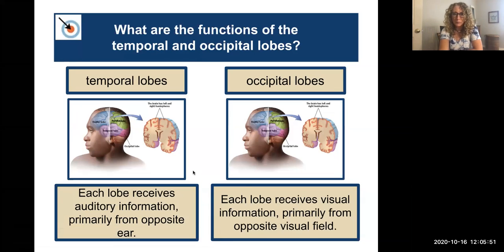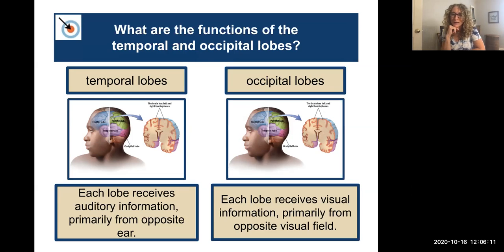We have the temporal lobe. The primary function of the temporal lobe is going to have to do with hearing. What did I say? Do you need me to repeat that? I will repeat it. Hopefully you're listening, or that you can hear what I'm saying.